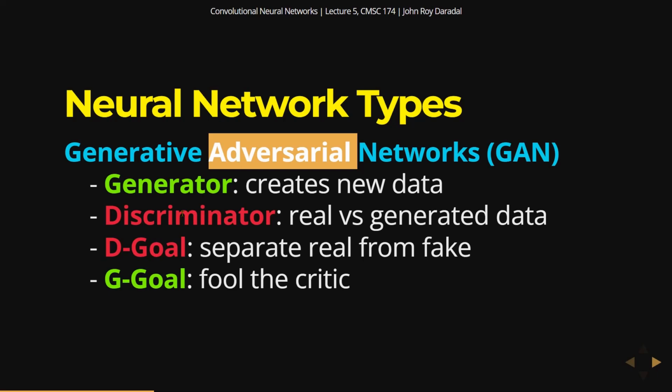So it's kind of like iron sharpens iron, right? If the two of them try to one up the other, then they become better at both of their jobs. So that's generative adversarial networks, which are kind of popular nowadays too.